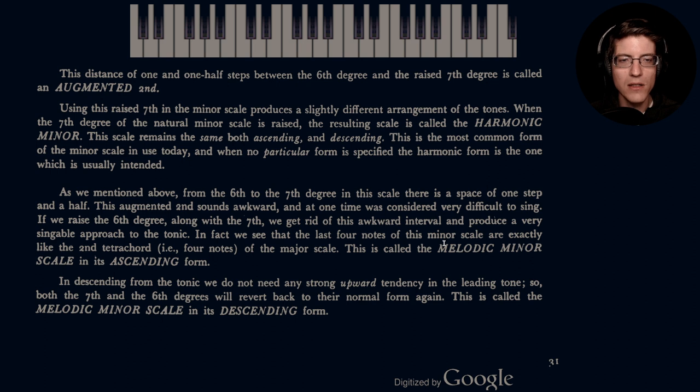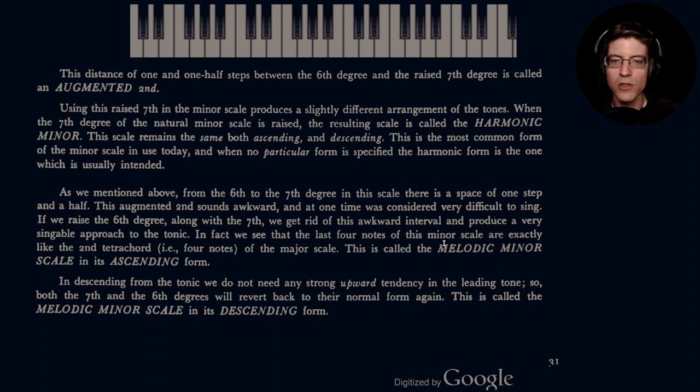In fact, we see that the last four notes of this scale are exactly like the second tetrachord, the last four notes of the major scale. This is called the melodic minor scale in its ascending form. So if I were to play that with the A minor, that's our tetrachord taken from our A major scale. See, it's the same. So the last four notes of the minor scale are exactly like the second tetrachord of the major scale. This is called the melodic minor scale in its ascending form.